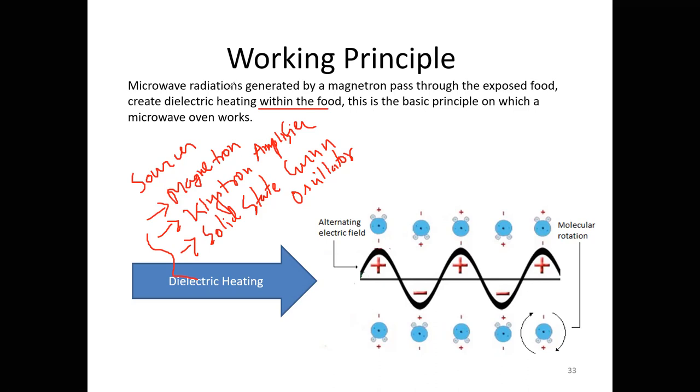Microwave radiation generated by a magnetron passes through the exposed food and creates dielectric heating within the food. This is the basic principle on which a microwave oven works. That means the back and forth motion makes the water molecules heat each other.